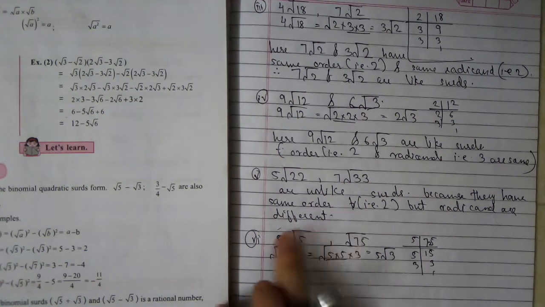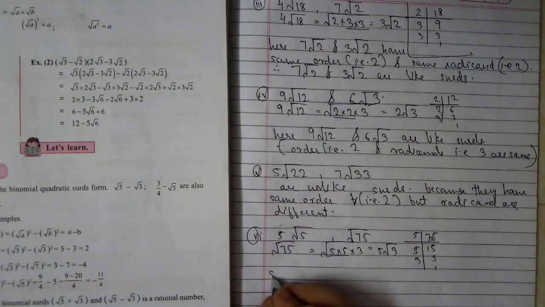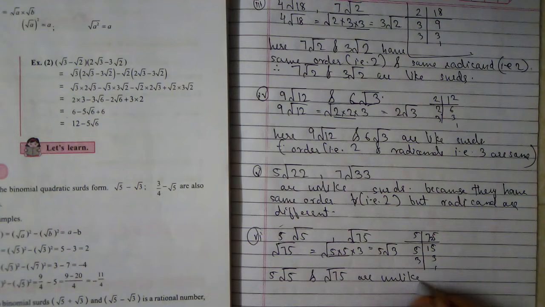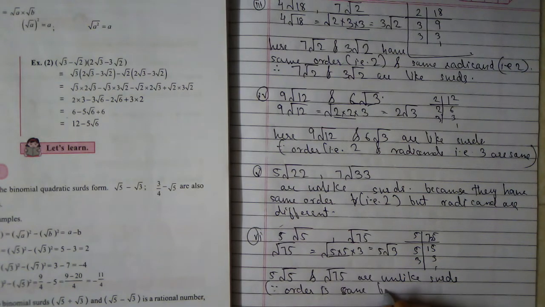So here the order is the same, that is 2, but the radicands are different. So I am writing here that these are unlike surds. 5 root 5 and root 75 are unlike surds. In the bracket we will write, since the order is the same but the radicands are different.